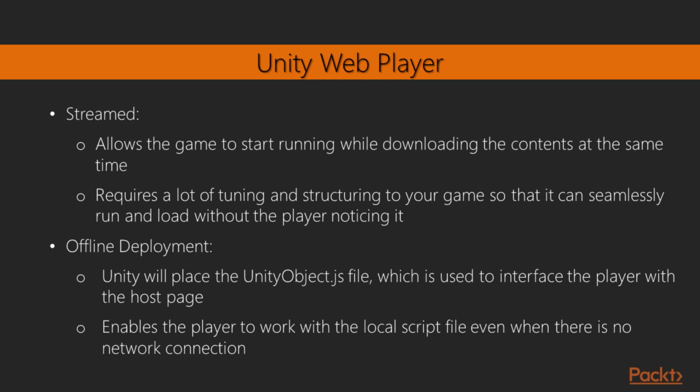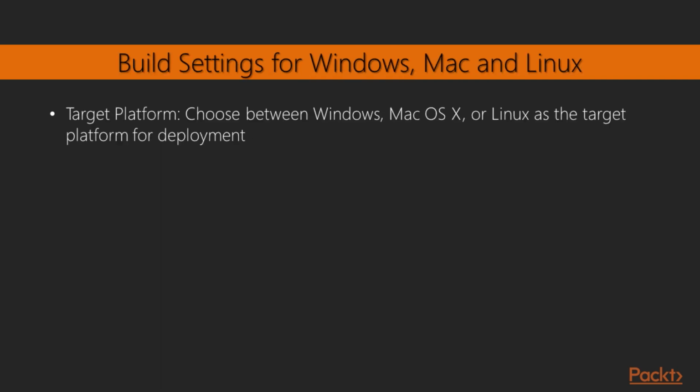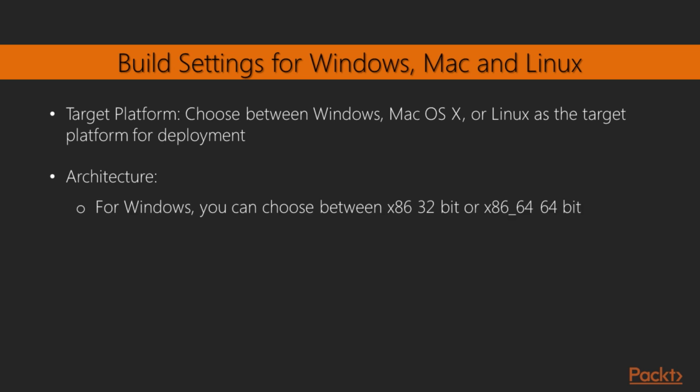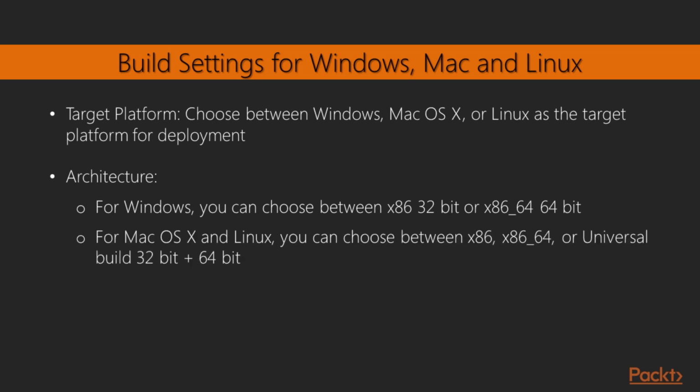Here you can set the build settings for all the three major desktop operating systems: Windows, Mac OS X, and Linux. Target platform. You can choose between Windows, Mac OS X, or Linux as the target platform for deployment. Architecture. For Windows, you can choose between x86 32-bit or x86 64-bit. For Mac OS X and Linux, you can choose between x86, x86 64, or Universal Build 32-bit plus 64-bit.